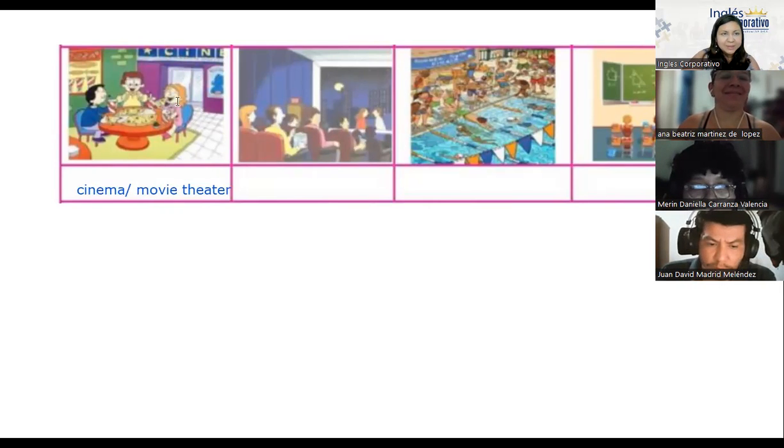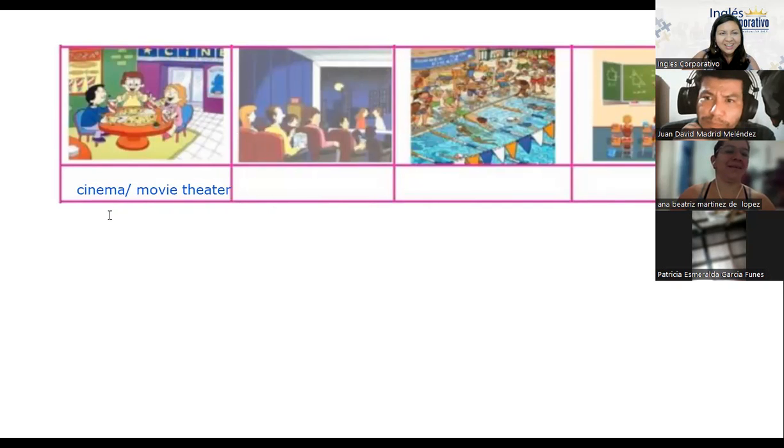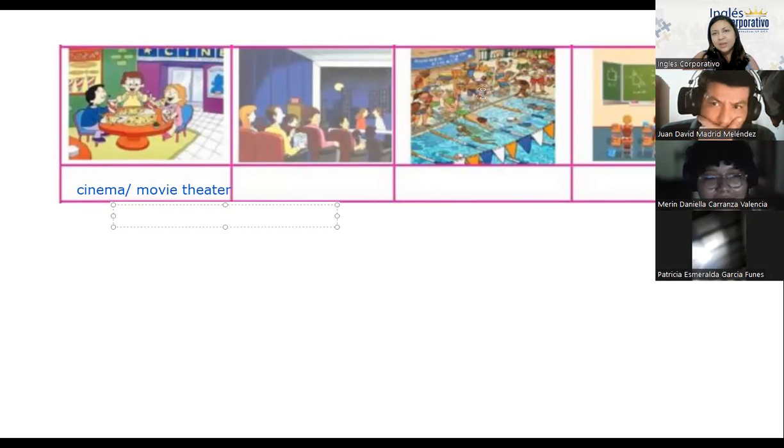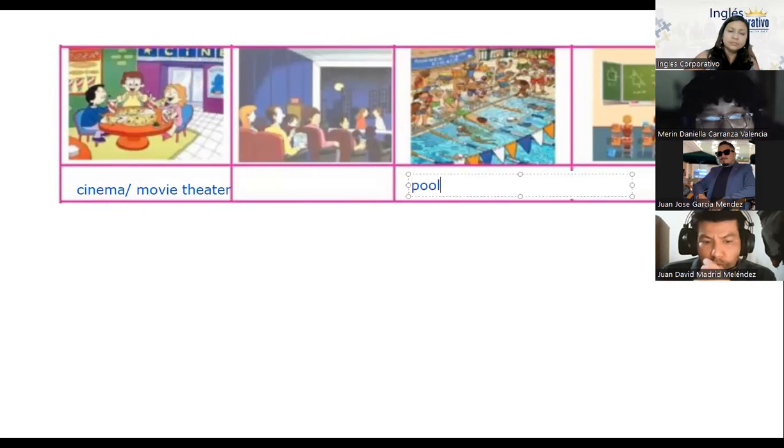And the one maybe is the food court. The one behind, say something like cinema. So I thought it was the cinema. Yeah, I thought it was the cinema too. But it's the food court and this is the cinema. And finally, we have here the pools. Swimming pool. The swimming pools where you can swim. And we have your favorite place.